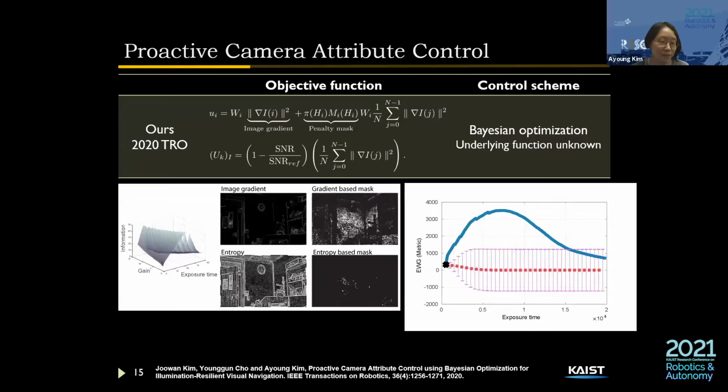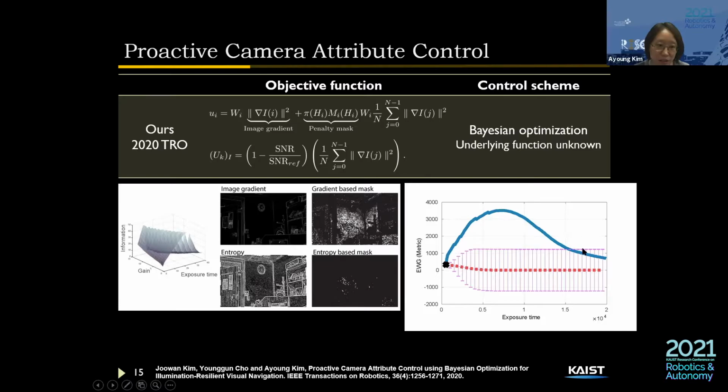Another problem that we have is, if this is exposure time and if this is our metric, it needs to include image gradient, and it shouldn't have a lot of saturation. So we have to consider entropy. So we can make a nice formulation for our information measure. If we change the exposure time, information will increase and then decrease.